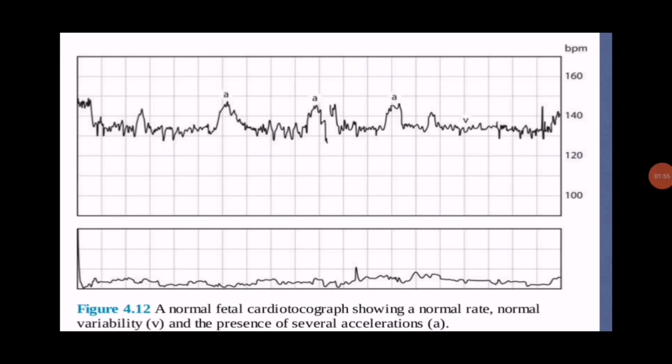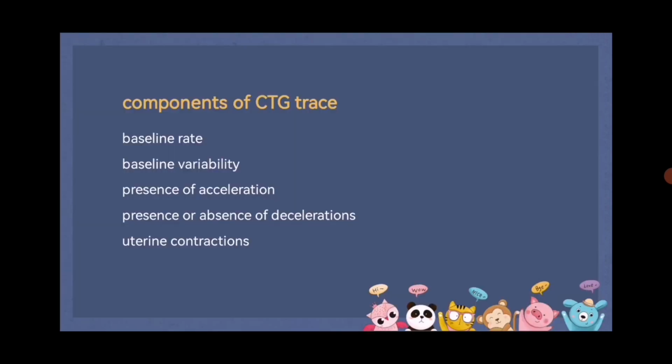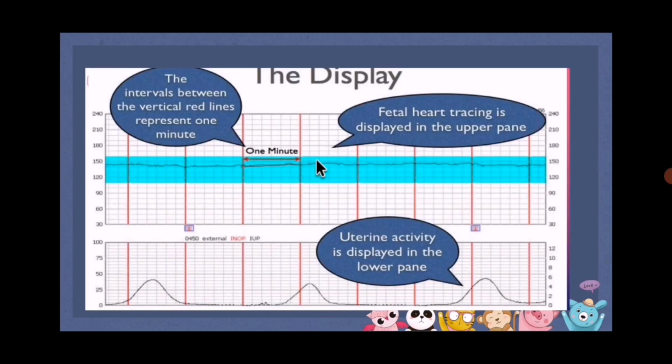Now this is a normal CTG trace. Reactive. What are the components of CTG trace? There is baseline rate, baseline variability, presence of acceleration, and presence or absence of decelerations, and uterine contractions. Now on display, the interval between the vertical red lines represents 1 minute. This is very important. And the fetal heart tracing is displayed in the upper pan and uterine activity is displayed in the lower pan.